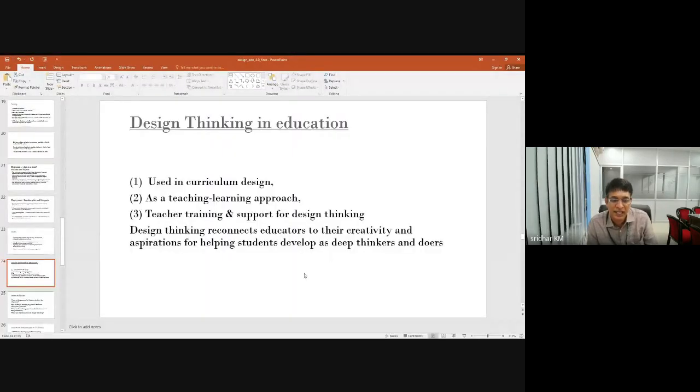Is there any doubt in this? Are we able to understand the very purpose of design thinking in education: curriculum design, a novel teaching-learning approach, teacher training and support for design thinking.